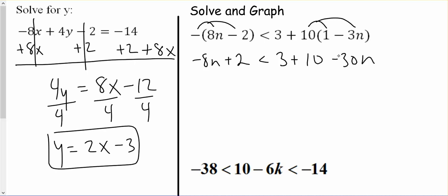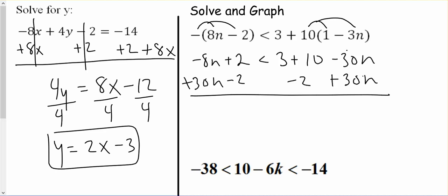So if I look at this, if I move this negative 30n to the left, I'll have to add it, and that will make a positive n. So that's what we'll do. So we'll add 30n to both sides. So if I'm getting my n's on the left side, I want to get my constants on the right side, so I'll subtract 2 from both sides.